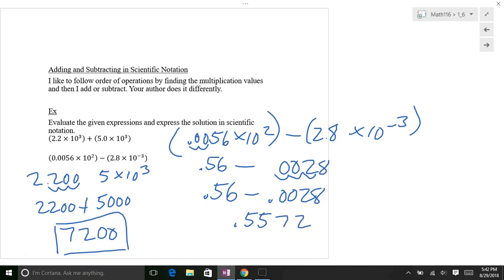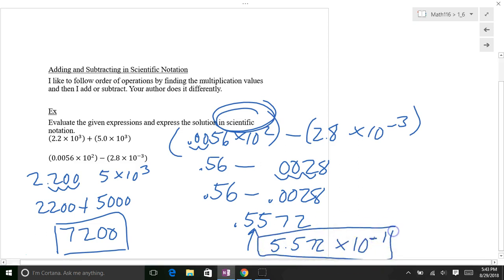Okay. So at this point, now notice it does say express the solution in scientific notation. Scientific notation. So where does it have to be? It's got to be right there between the, 0.55 is too small. So I got to move it over. To 5.572 times 10 to the -1. Again, check it. Since it's 10 to the -1, that means I would move that thing back left 1 to get back to the 0.5572.